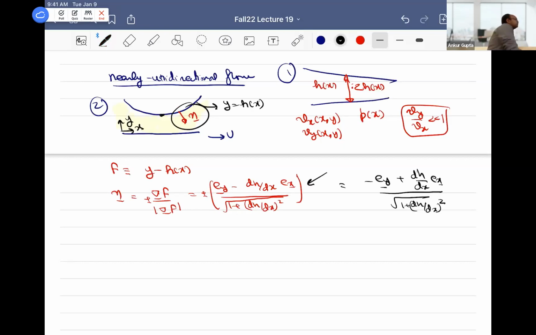Okay, so maybe I can take a question. What was the confusion in this step? Basically, when you get a function here, you define a dummy function like y minus h of x, take a gradient, and then make sure that it points into the fluid.